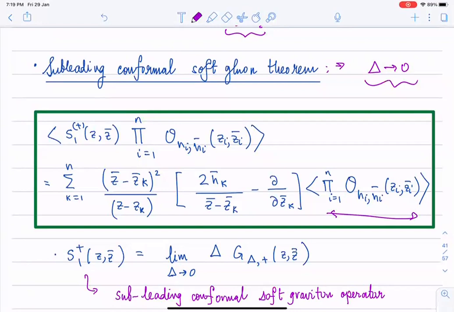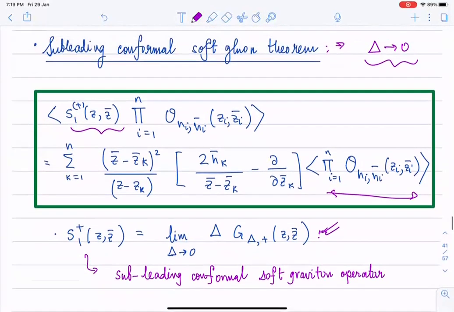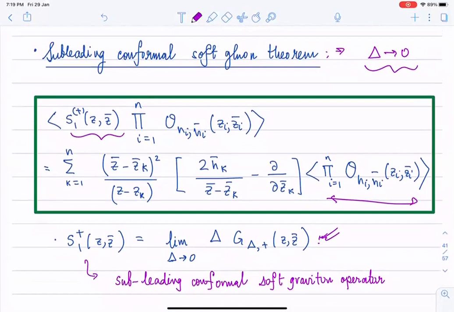Right? And this also takes the form of some Ward identity. So in this case, the current operator which we are inserting is given now by this object. And this current operator is, for obvious reasons, known as the subleading conformal soft graviton operator. Okay, good. So now this was again in the standard Mellin basis.